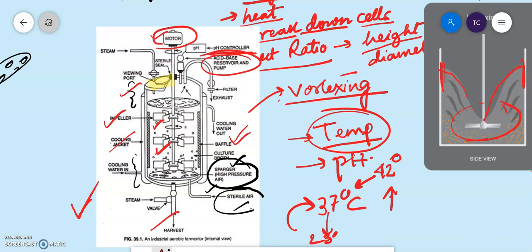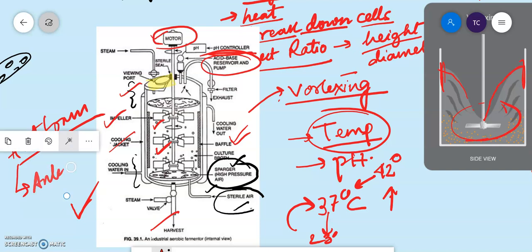Apart from it, there is another important aspect, that is your anti-foam provision. Foam formation will occur, and that can reduce the distribution of the oxygen supply to the organism, and your fermentation may get compromised. So you have to remove the foam. For that, you have a mechanical foam breaker, which will break down the foam. Apart from it, you may have your anti-foam agent, and this anti-foam agent will reduce the surface tension of the foam, resulting in breaking down of the foam.